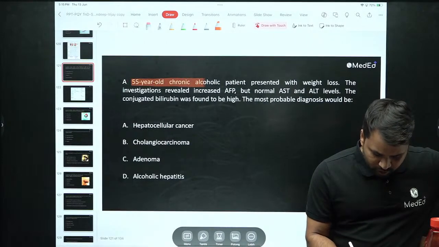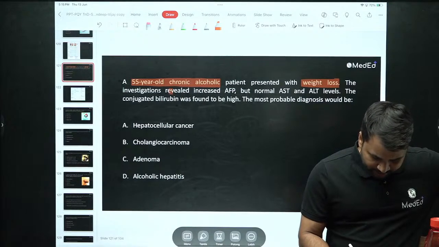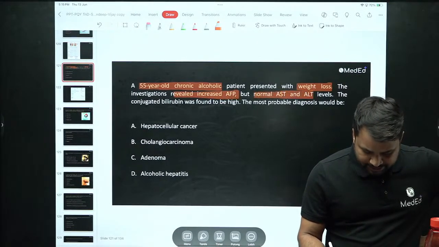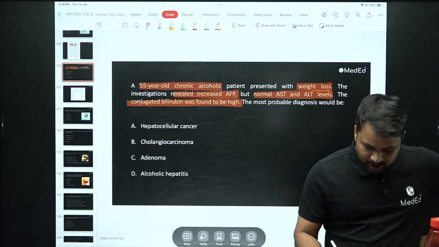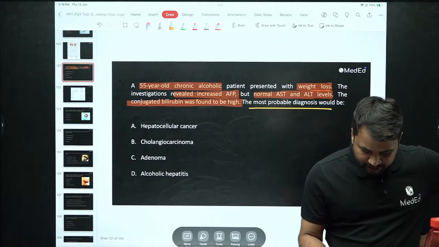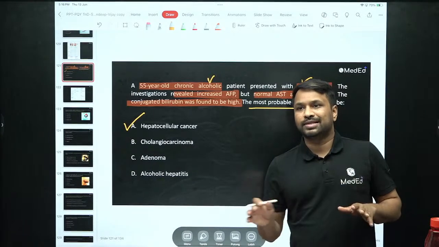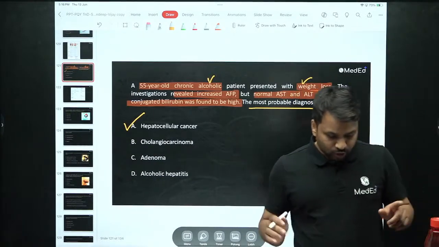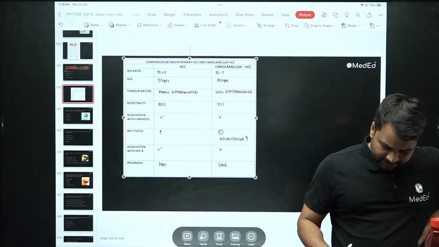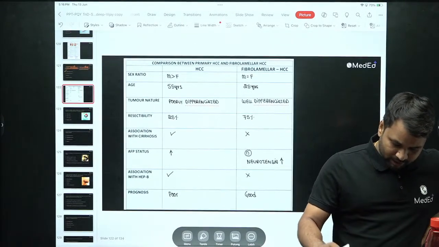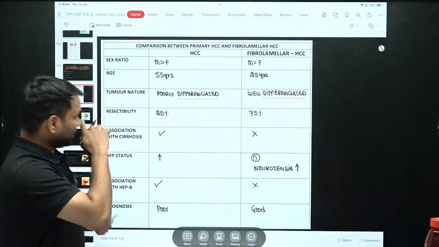I have a 55-year-old chronic alcoholic with weight loss. Okay. Revealed increased alpha fetoprotein with normal AST/ALT levels. The conjugated bilirubin was found to be high. What is the most probable diagnosis? Elevated alpha fetoprotein, non-alcoholic weight loss goes in favor of hepatocellular carcinoma. Okay. Now, the two important components that we would like to discuss. One, it is the HCC. Another one is the fibrolamellar variant of HCC. There are two differentiating components that you should know. Okay.